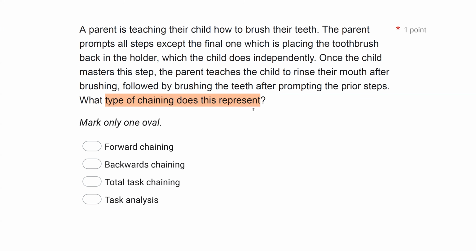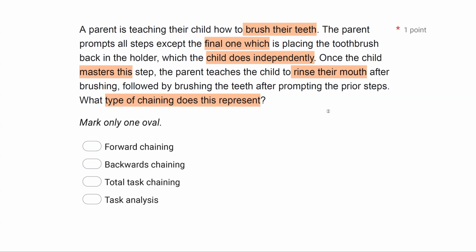So what step are we teaching here? The behavior is brushing teeth. The parent is prompting all steps except the final one, which the child must do independently. Once the child masters that step, the parent then goes to the last step and the step right before the last step. So the parent is clearly teaching that last step first. They're prompting all other steps and teaching the last step first.